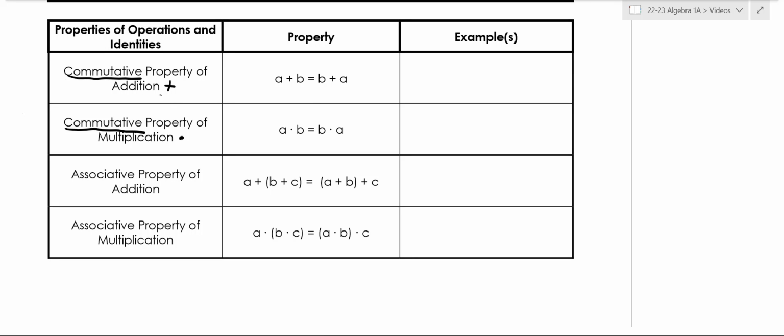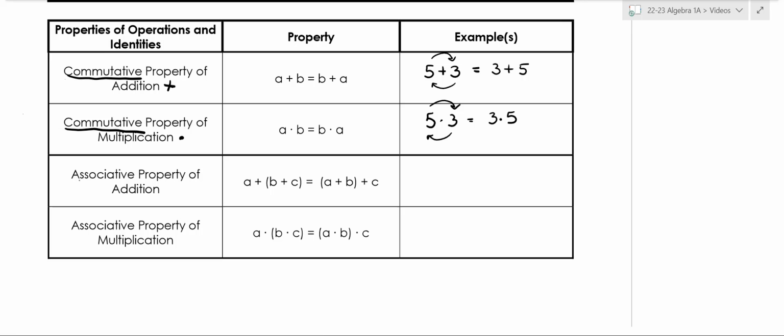The commutative property of addition is when you move over an addition sign. The commutative property of multiplication is when you move over a multiplication sign. So watch this. We had A plus B, so we had 5 plus 3. The commutative property over addition allows us to swap places. We can also say 3 plus 5. It's the same thing. We can do this over multiplication. If we have 5 times 3, the commutative property of multiplication allows us to move places. So we can say 3 times 5. It's still the same thing.